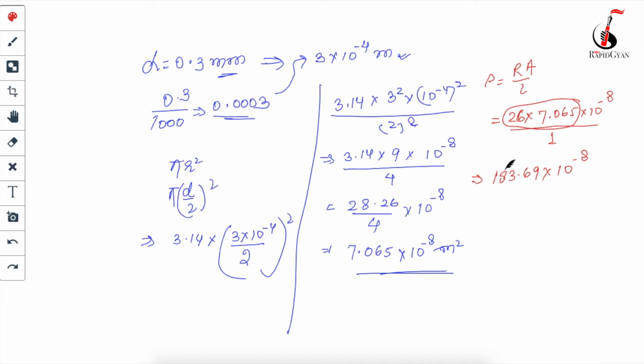We always write in the scientific form. So what we will do, we will move this decimal to after 1. When we move this decimal, this will become 1.8369. Since I have moved 2 decimals left, here it will be multiplied by 100, which means 10 square. So this way I will get 10 to the power minus 6, and I can round it up to 1.84 into 10 to the power minus 6. That's your answer. This is the resistivity. So what's the unit of resistivity, beta? Ohm meter. So that's my answer.